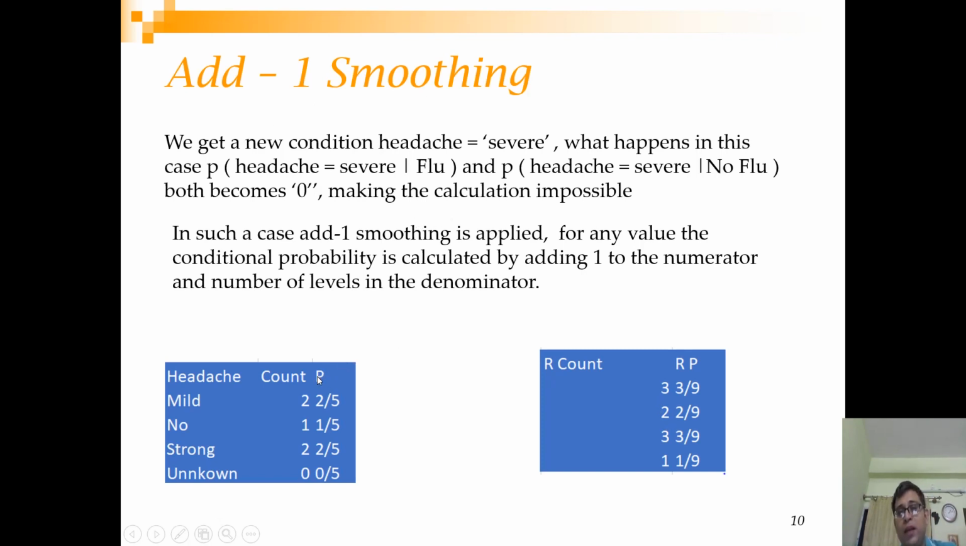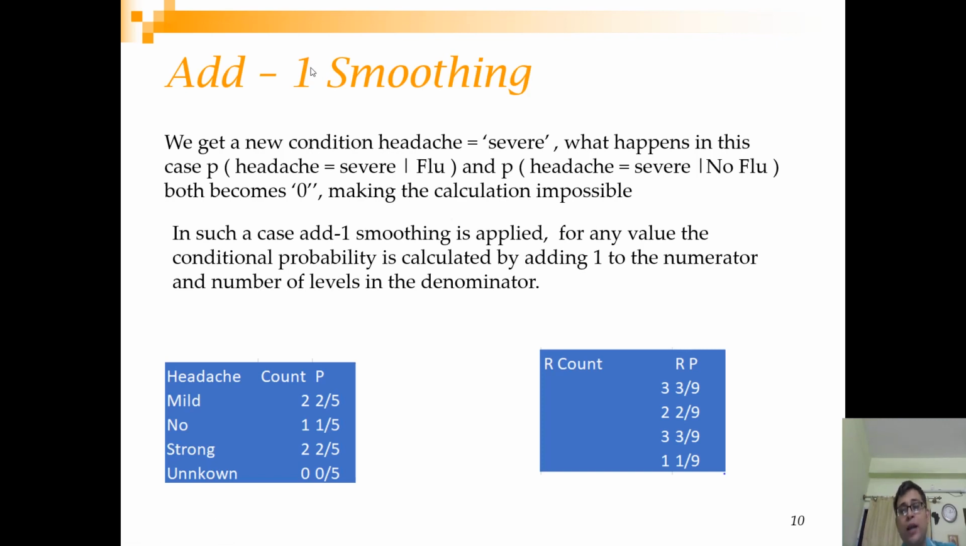And what about the denominator? In the denominator you don't add 1. You add the number of labels that are there. Here you already have 3 existing levels and 1 level for unknown. 4 levels, so you'll add 4 to this 5. So basically this probability will now turn to be 3 by 9, 2 by 9, 3 by 9 and 1 by 9. And you will notice that here also the probabilities add up to 1. Now let me tell you a couple of quick terms. This add 1 smoothing is also called Laplacian smoothing, and it is not necessary that you smooth by 1. You can smooth by higher quantities as well.